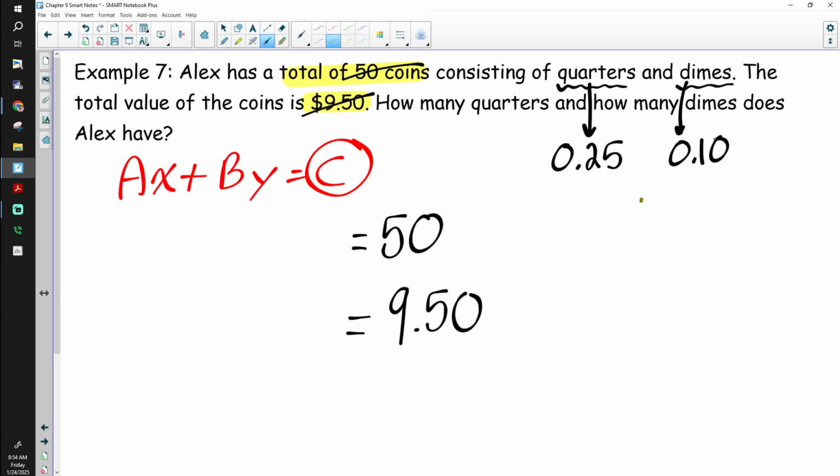Just x plus y, right? We would do 25 cents and 10 cents because are those going to add up to a number of coins? That wouldn't make any sense, right? Like, if I asked you, hey, what's 25 cents plus 10 cents? Darren, what's 25 cents plus 10 cents? 35 cents. See how your answer was an amount of money?